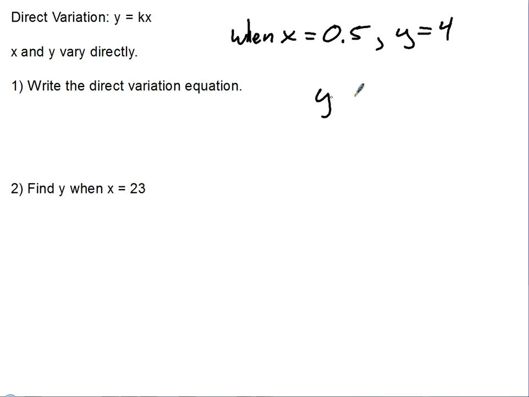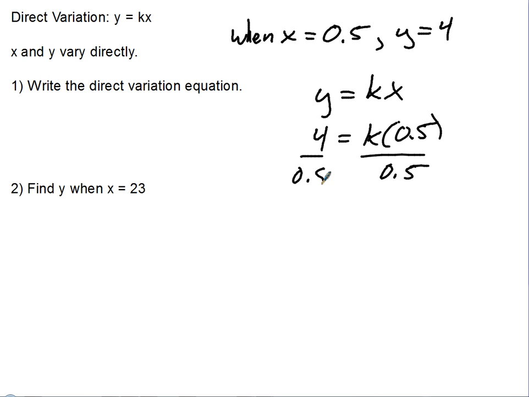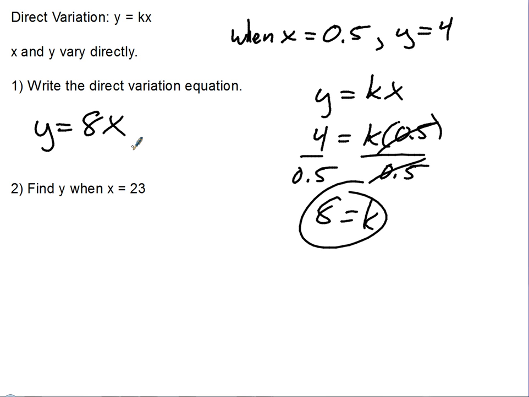Plug it in, sure. If I know that y has to equal kx, if I plug in these values that I know work, that's a solution. If I put 4 in for y and 0.5 in for x, what do I get? Okay, if I divide both sides by 0.5, now how many times does 0.5 divide into 4? 8, doesn't it? Good. That's the same thing as saying 4 divided by 1/2. So I flip and multiply. So I end up with k equals 8. So there's the first part. I can write the equation y just equals 8x. Okay, I know what k is, so now I know what the direct variation equation is.